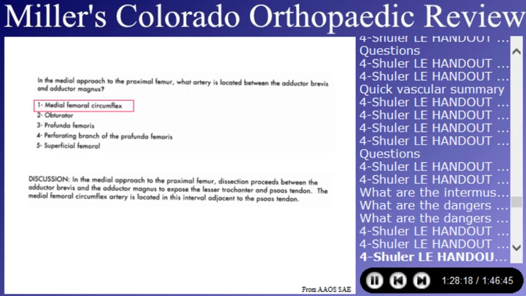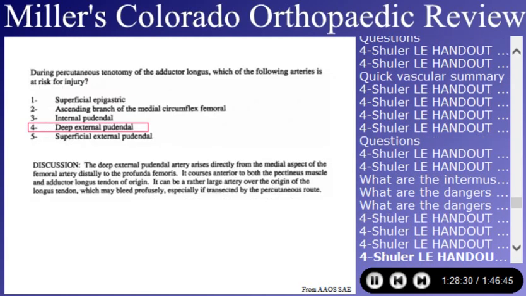Medial approach, proximal femur. What artery is located between the adductor brevis and adductor magnus? Medial femoral circumflex. Percutaneous tenotomy, adductor longus, ping and flings. Which of the arteries is at risk for injury? This one I'll admit I probably would have missed.